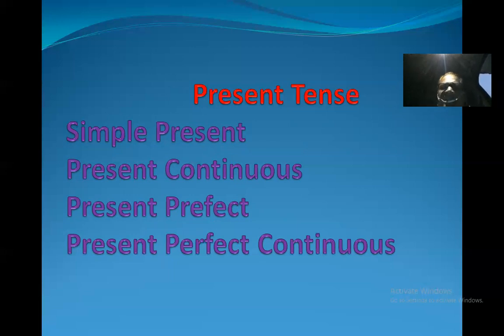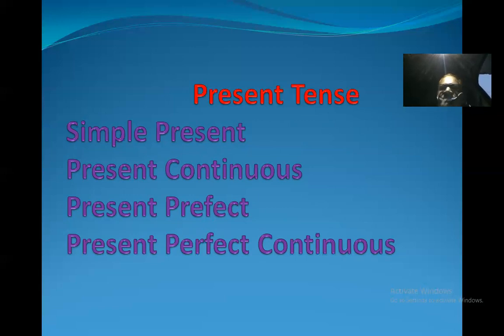The next one is present continuous. Present continuous tense is the tense which we use to denote the action which is going on at the time of speaking. For example, you are watching the video lecture. I am teaching tenses. You are learning. They are watching. The action which is going on at the time of speaking is called present continuous.